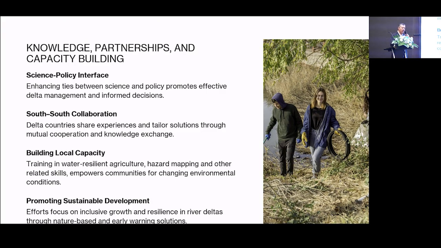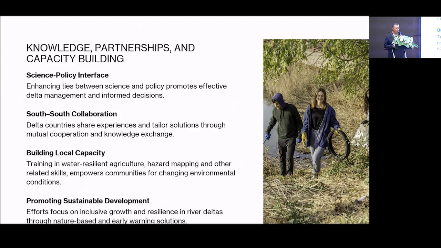But of course, lessons learned from other deltas can be adapted to the deltas based on the situations that we are facing. Building local capacity: we also need trained people with good capacity to be able to manage and meet the challenges that we are talking about, not only in the field of agriculture or ecology or resilient systems, but also in hazard mapping and other related sciences and skills, so that we can be sure that skilled people can really be on top of managing these things. And finally, promoting sustainable development will focus on inclusive growth and resilience in river deltas through nature-based and early warning solutions.